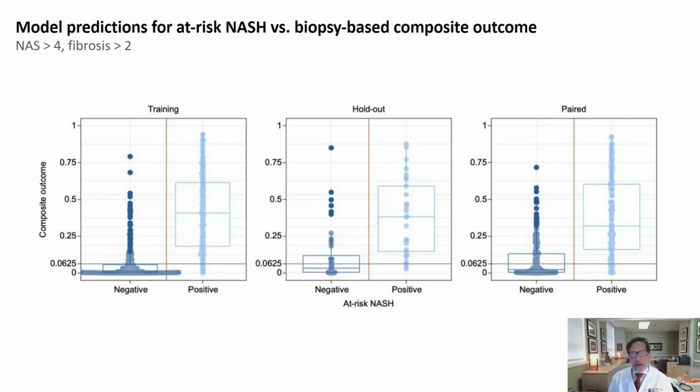So when we then look at next the model predictions for at-risk NASH versus the histology, you're seeing over here the negative is where the histology is negative, and where the readout is negative versus positive, and you're looking at the composite outcomes over here in the training, the holdout, and the paired validation set. Again, you can see that overall is beginning to separate out. It's not perfect, but it looks really good over here at being able to identify the at-risk NASH population.